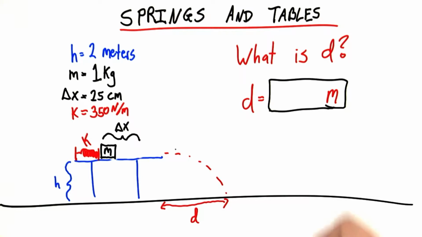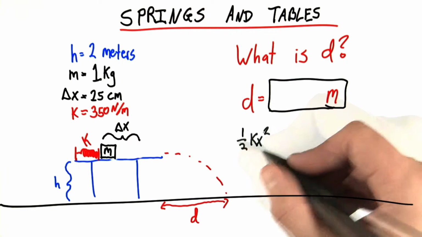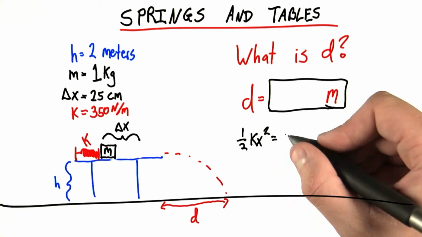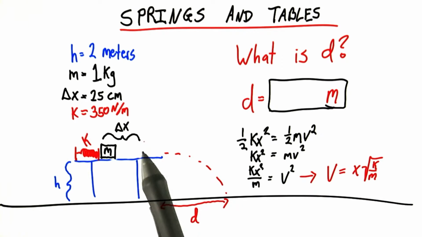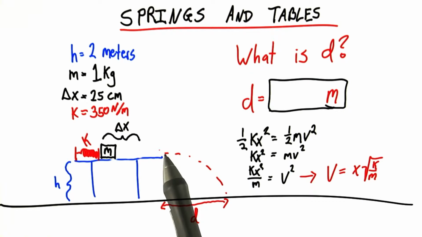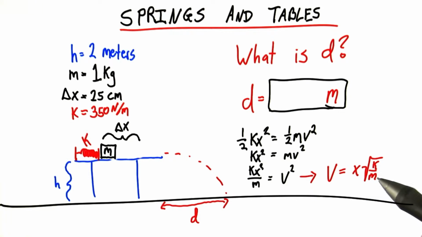How do I do that? Well, I say that all of the potential energy, and this is the potential energy in a spring, all gets converted to kinetic energy. And solving out the algebra, which I've done in a few steps here, tells me that the velocity with which it leaves the spring and therefore leaves the table is equal to x times the square root of k over m.